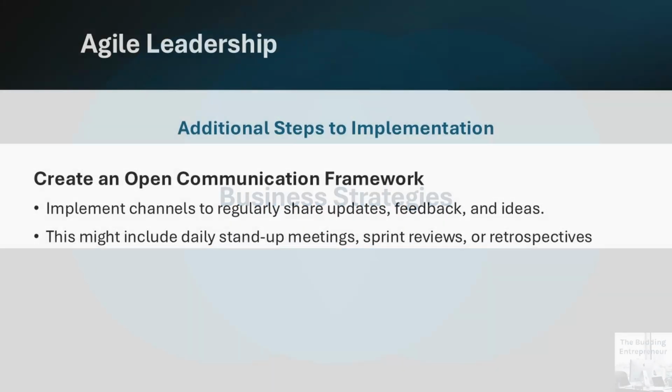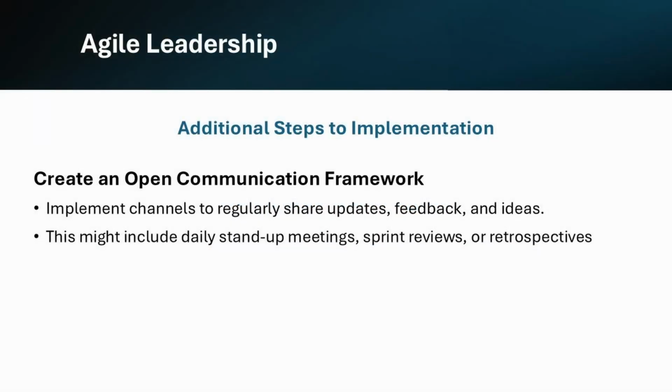The first of these additional steps is to create an open communication framework. We've harped on this all the way through all of the leadership. You want to implement channels to regularly share updates, feedback, and ideas. It's a 2-way channel. Right? Some people use Slack to do some of this, and other people use different processes. A lot of companies have daily stand-up meetings and their sprint reviews and their retrospectives to understand at a high level where things are working and where they need to improve.